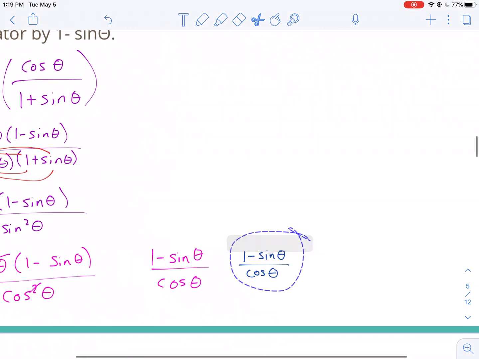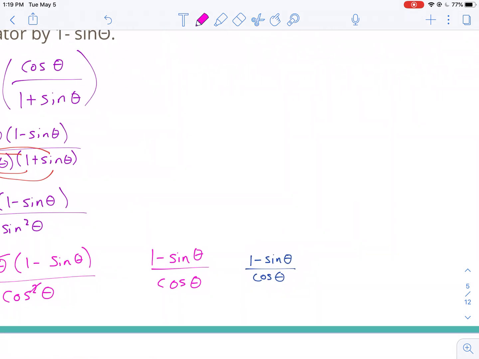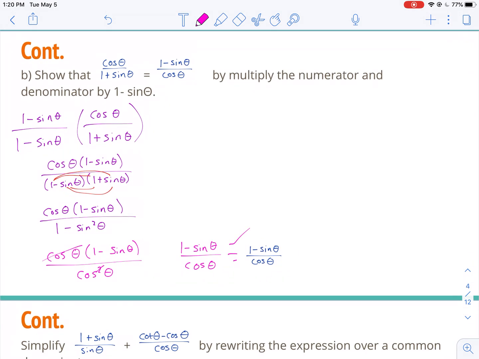I bring that down here, and they're the exact same. They're equal. So I have this equal. That checks out. I've proved it. I just went through the process of multiplying by 1 minus sine theta.